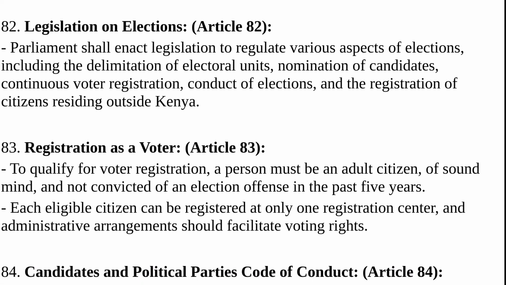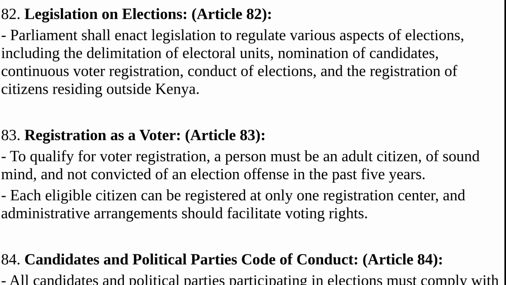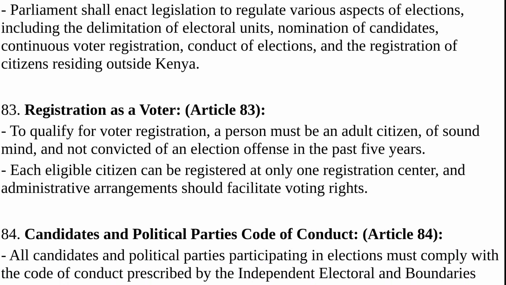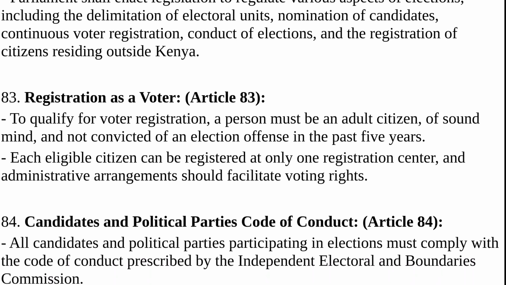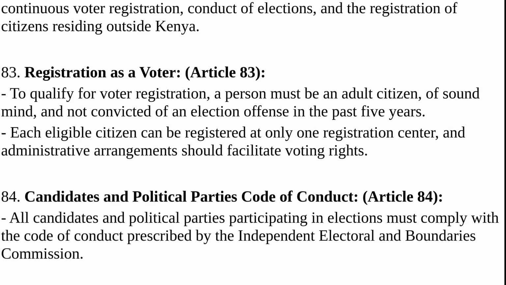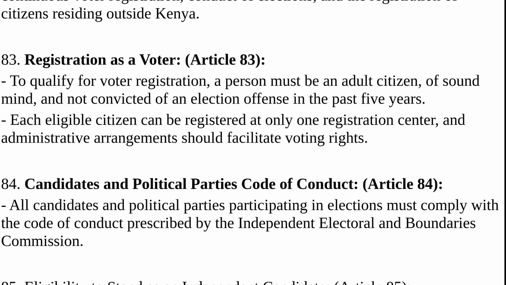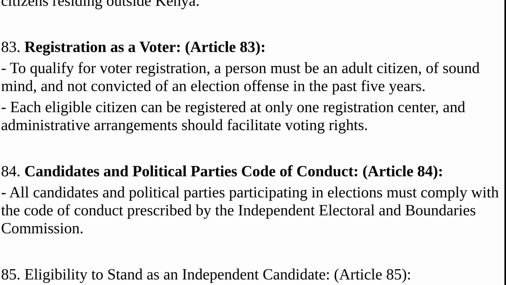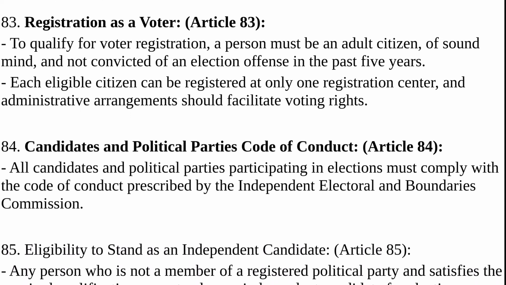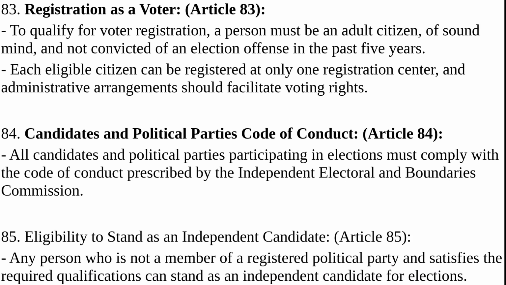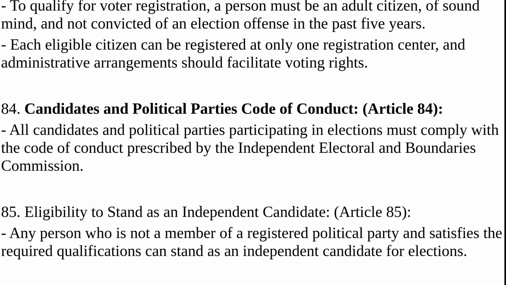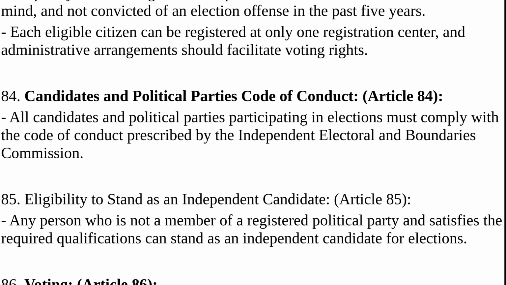84. Candidates and political parties Code of Conduct. Article 84. All candidates and political parties participating in elections must comply with the Code of Conduct prescribed by the Independent Electoral and Boundaries Commission. 85. Eligibility to stand as an independent candidate. Article 85. Any person who is not a member of a registered political party and satisfies the required qualifications can stand as an independent candidate for elections.